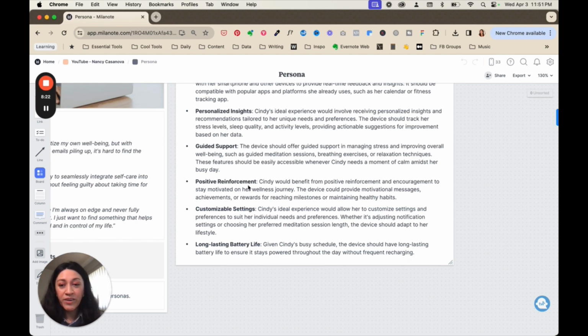And then any positive reinforcement in her approach to improve her well-being. Is there something we can provide, the positive reinforcement she needs to continue with this habit? And then customizable settings, because we know she might have individual needs and preferences, like when she wants to be notified, maybe early in the morning or later in the evening. She might have a time in the day where she wants to allocate specific time to incorporating wellness into her routine. And finally, because Cindy has a busy schedule, we want to make sure this has a long-lasting battery life so that it can be used throughout her busy schedule.